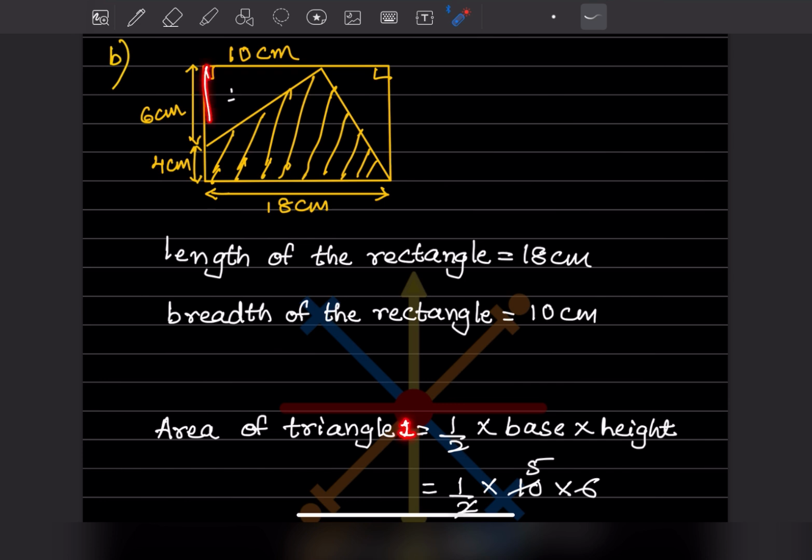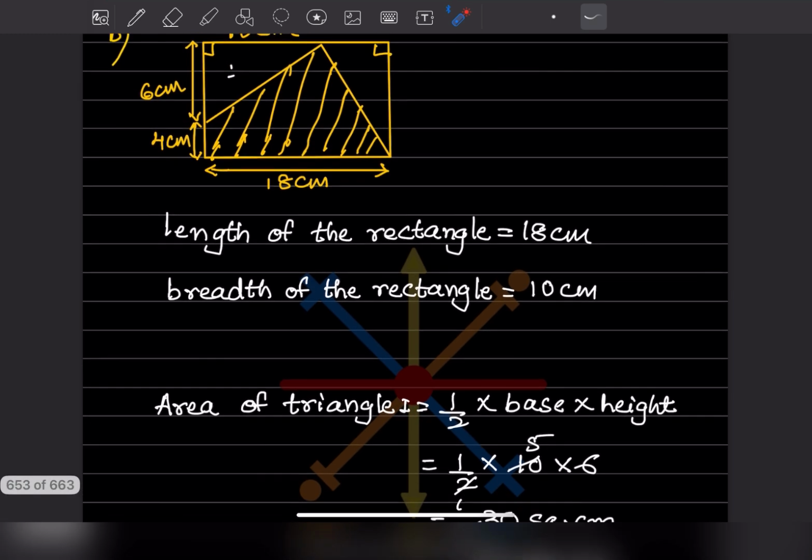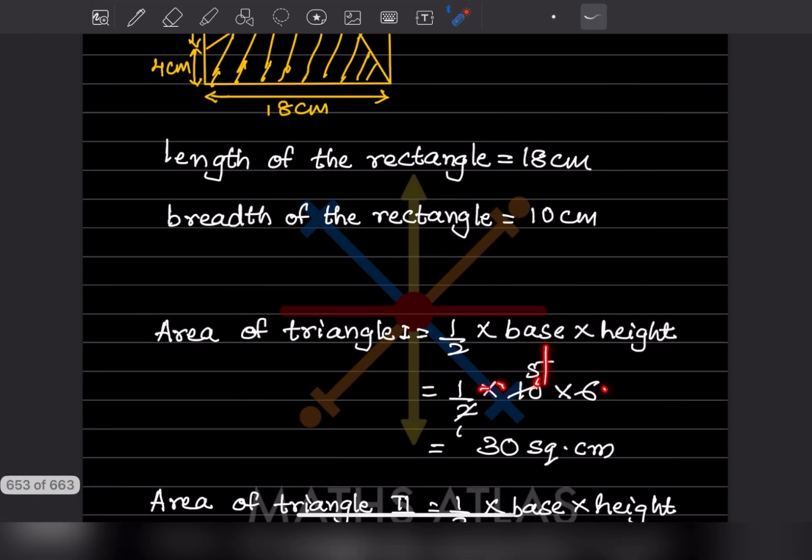Triangle 1 is a right triangle. Which is the base of this one? The base is 10 here, and this is the height of it, given separately. So we can say half into 10 into 6. So that will be 30, that is going to be 30 square centimeter.